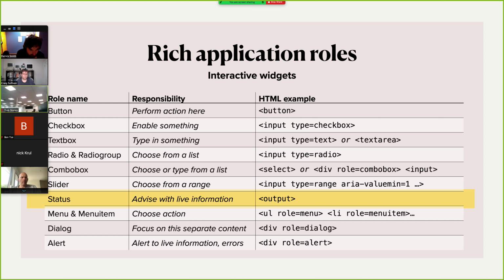I just highlighted one here, status. The role is called status, and the HTML that you would use for that is output, which I find really interesting because it's the opposite of input. If you've got a form and as you do stuff on the page you're going to show the user some sort of result, you'd use that output element. It's probably like a lot of these patterns: we just know them when we're doing UI design or implementing something, we've got the pattern already in our head, but it turns out these patterns are actually in a specification that you can use.